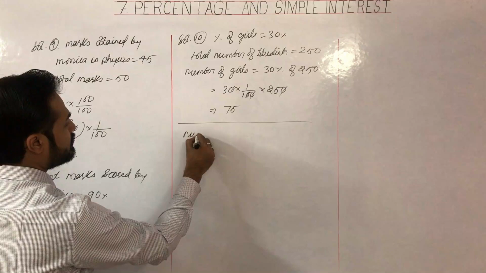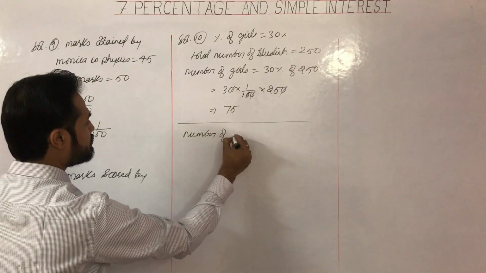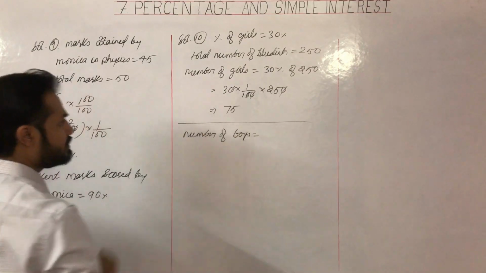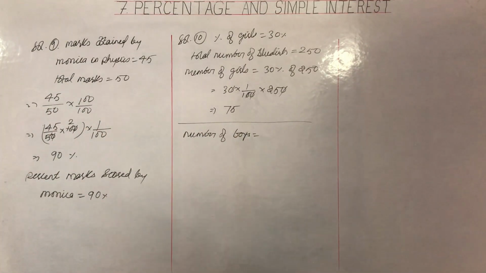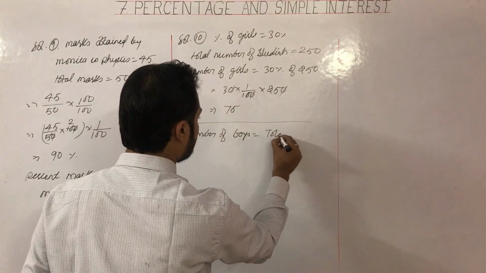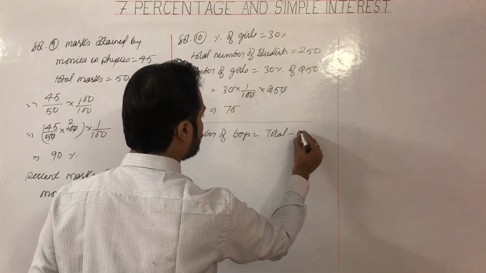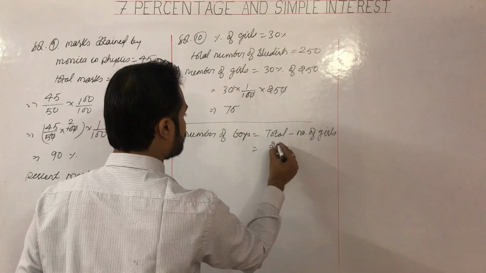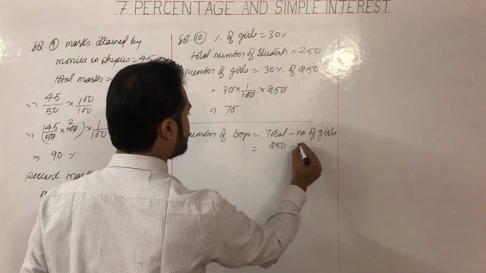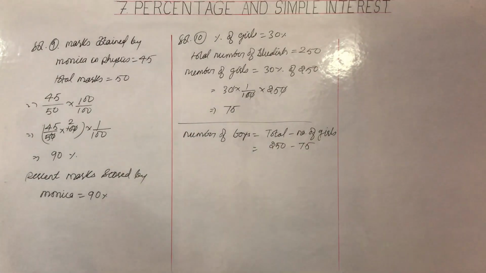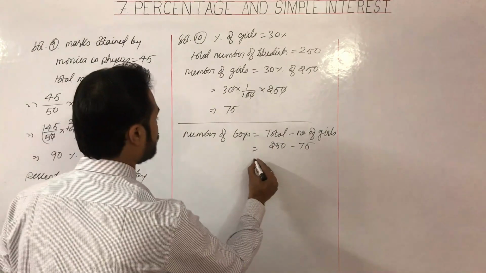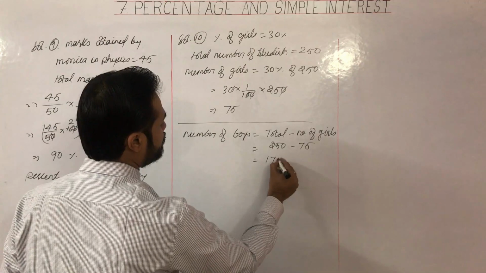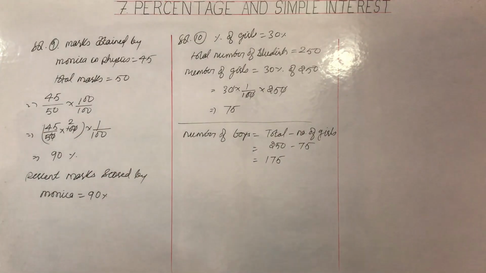And for number of boys, again we have two methods. First is number of boys equals to total minus number of girls. So total minus number of girls, total 250, minus number of girls 75. So the number of boys 250 minus 75, 175 is the answer.